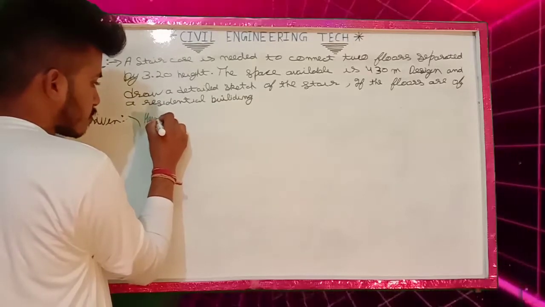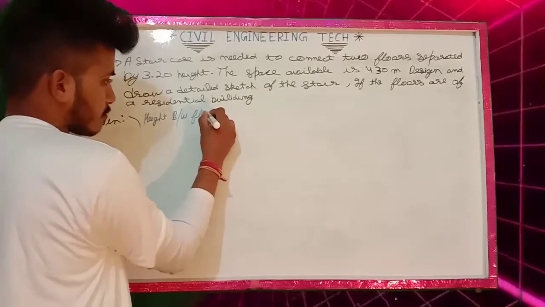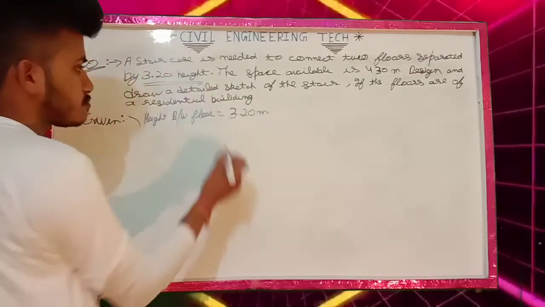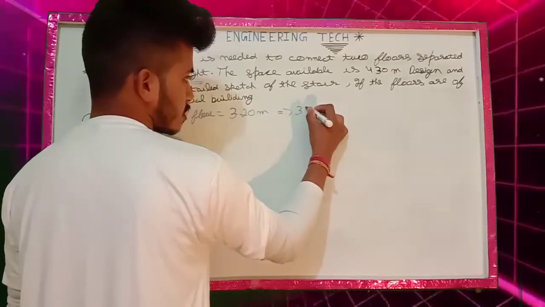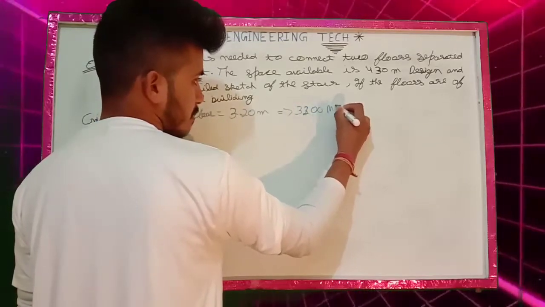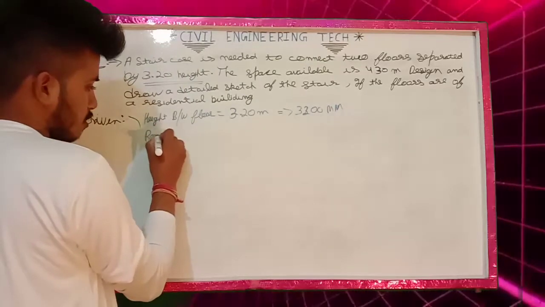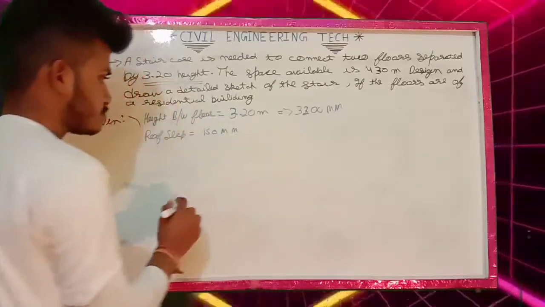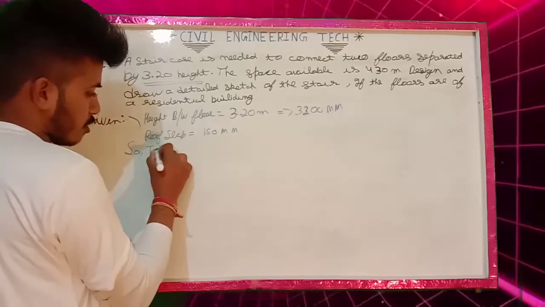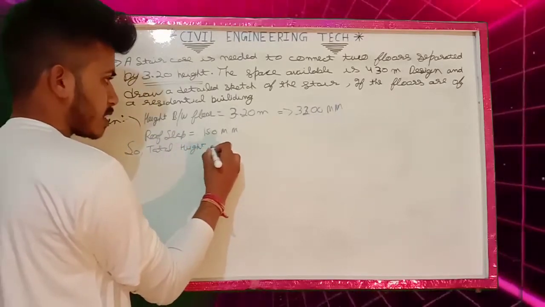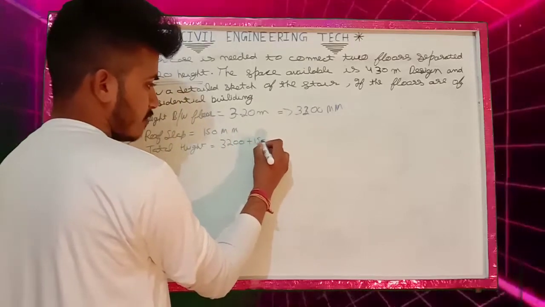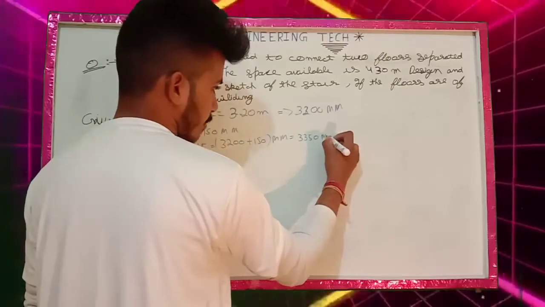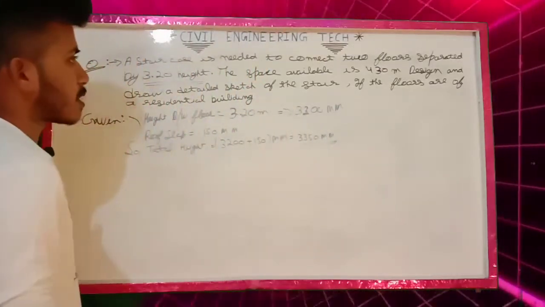Height between floors is 3.20 meter, that is 3200 millimeter. Roof slab is 150 millimeter. So total height is 3200 plus 150 mm, which is equal to 3350 mm.